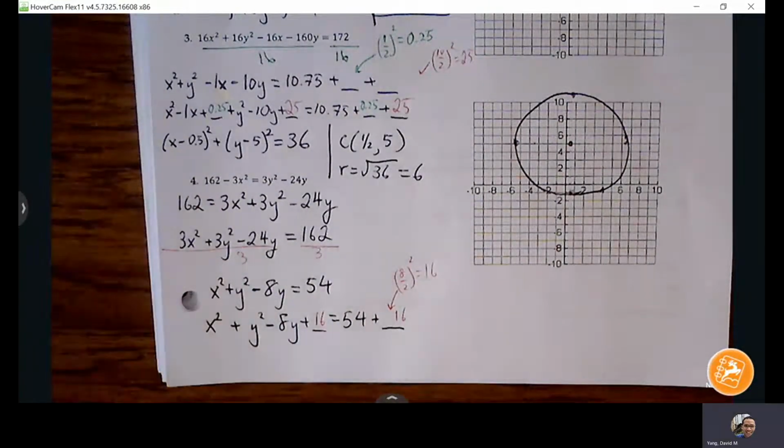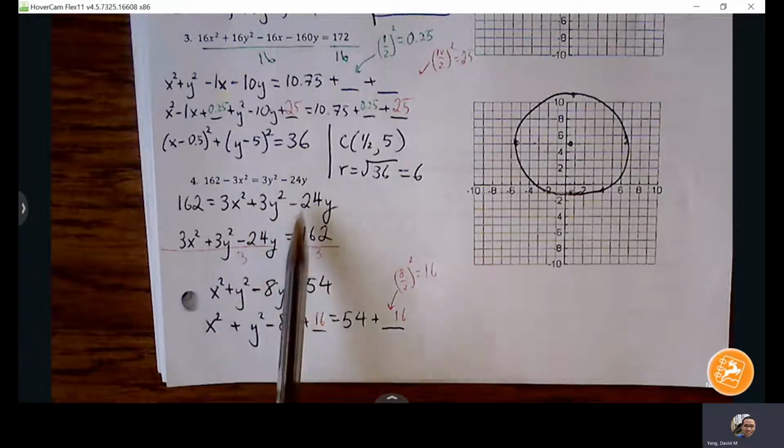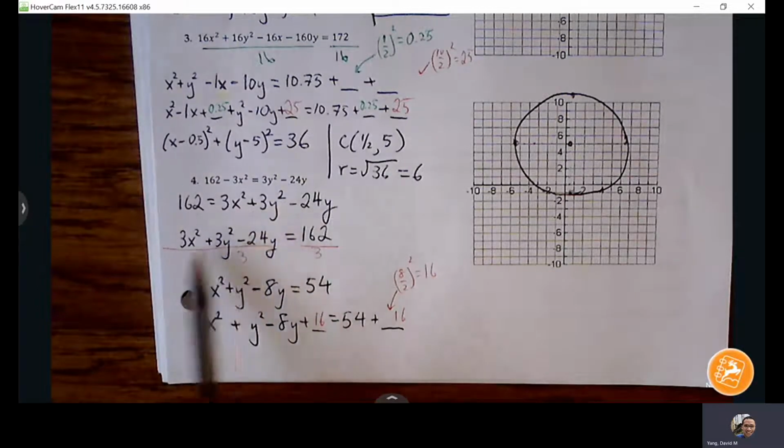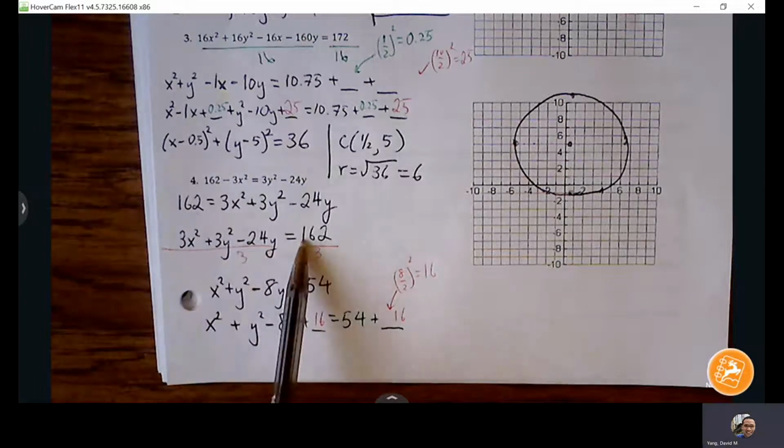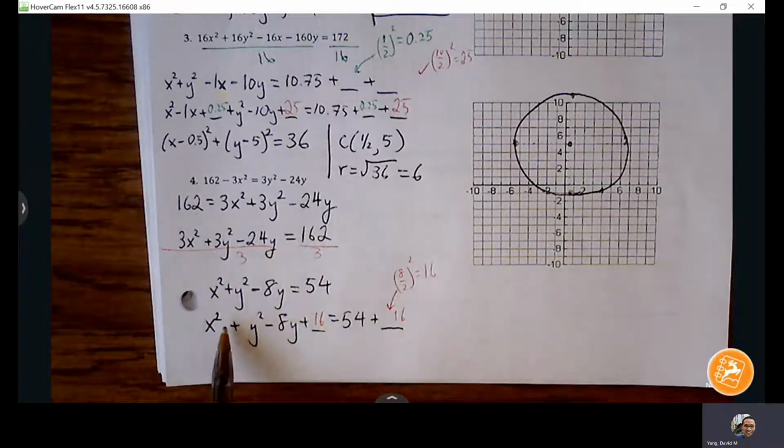Number 4, I rearranged it. I want the x squared and y squared to be both positive, so I moved the x squared to the right side. But then at the same time, I realized I would rather have all this right side on the left side, so I just made these flip-flop, copying the right side to be the left side and the left to be the right. Divide everything by 3.